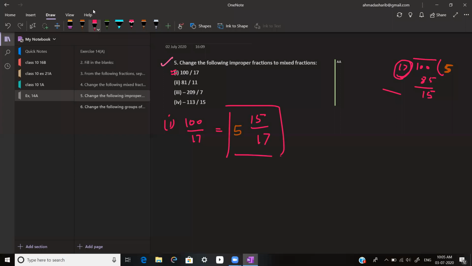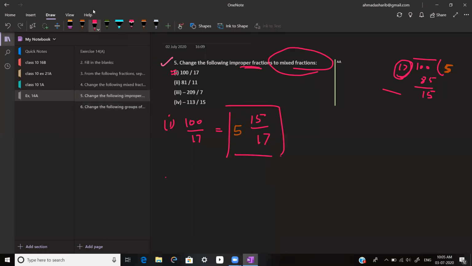Clear, students? No, Faris, you have written it in decimal form. We don't have to write in decimal form. This is a very big mistake. This is a blunder that you have done. The question is not asking you to change into decimal fraction. The question is saying change into mixed fraction. Okay, so change into mixed fraction.